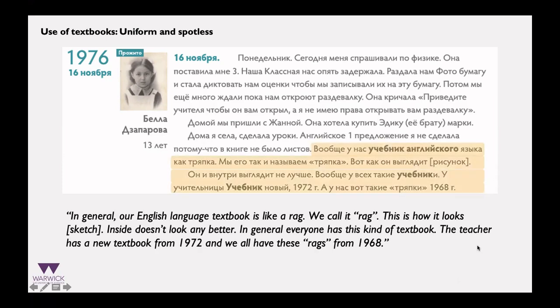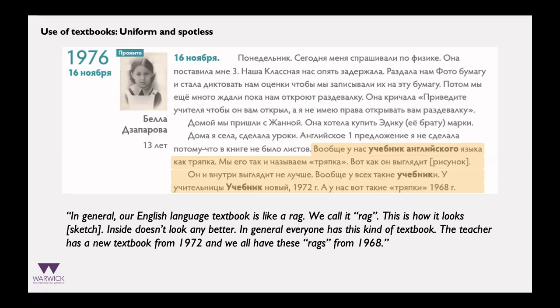And she writes here that in general, our English language textbook is like a rag. In fact, we call it a rag. This is what it looks like. And she's put a picture which is not available to us. And the inside doesn't look any better. In general, everyone in the class has this kind of textbook. The teacher has a new one from 1972, and we all have these rags from 1968.